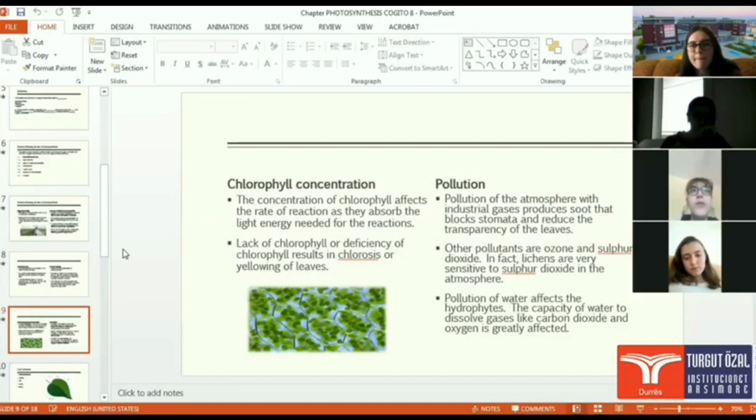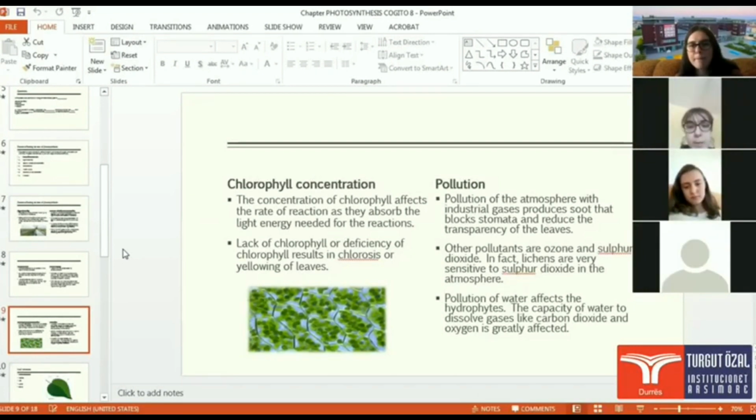Pollution decreases the rate of photosynthesis because it produces salt that blocks stomata, and it reduces the amount of oxygen and carbon dioxide that travels through the plant cell. It has a negative effect on the leaves. Okay, very good until now.